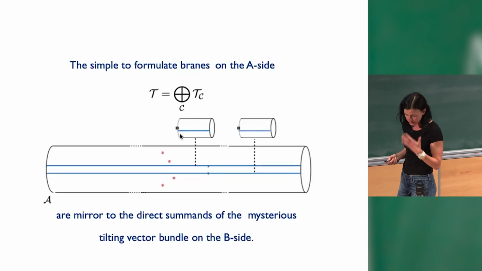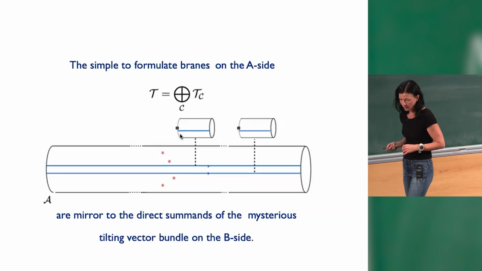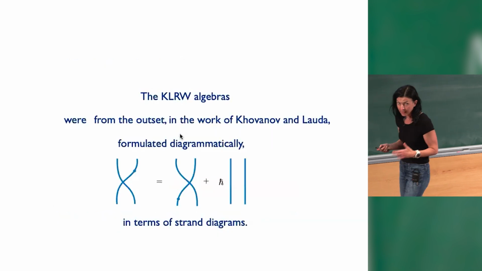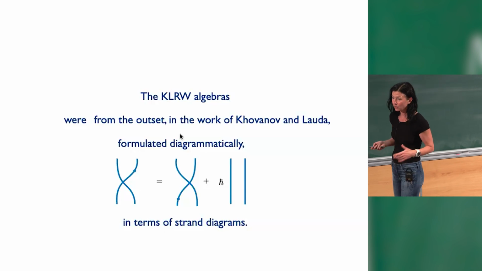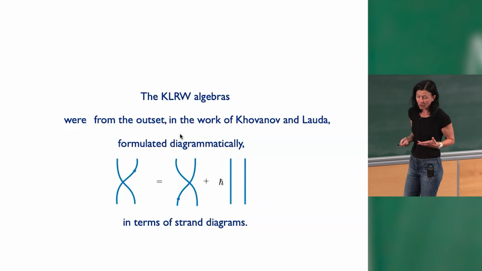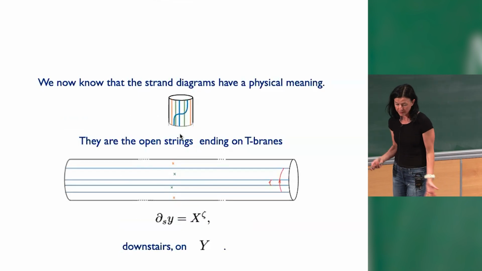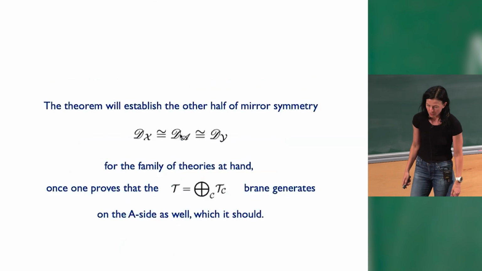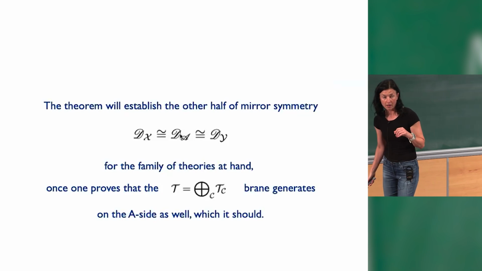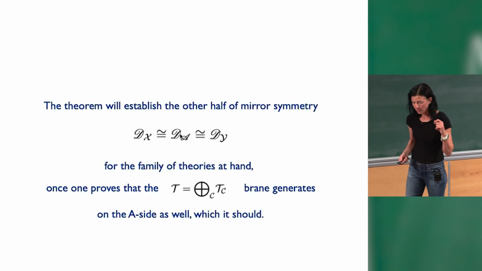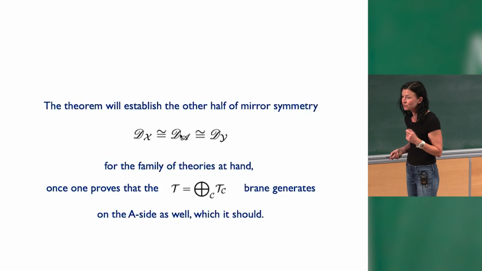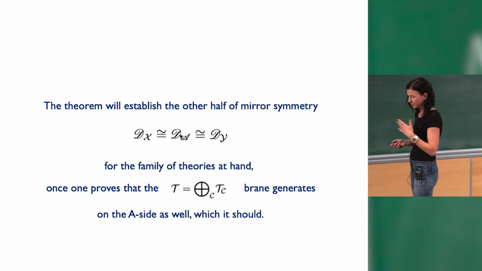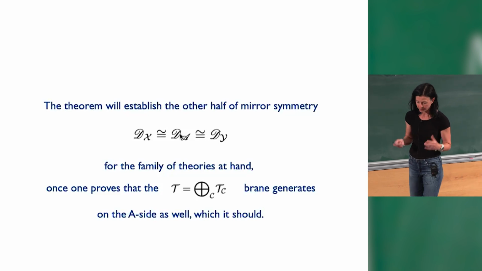So the simple A-branes on the A side are mirrored into the direct summands of this mysterious tilting vector bundle. In fact, these KLRW algebras, from the outset in the works of Khovanov and Lauda, were phrased in terms of string diagrams. Now we know that these string diagrams are actual open strings that end on the T-branes on the A side. And they're physical. So this theorem that we proved establishes the other half of mirror symmetry once you can prove generation. What's missing is to prove that the T-branes will actually generate on the A side as well, which we have no doubt, but we haven't written down the proof yet.